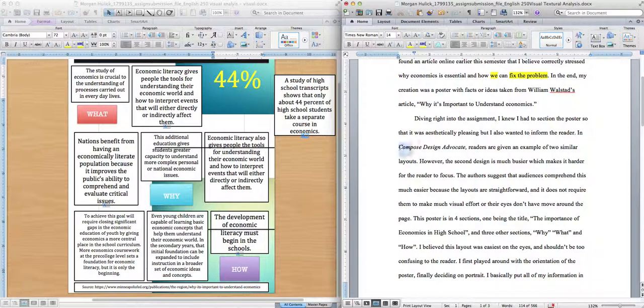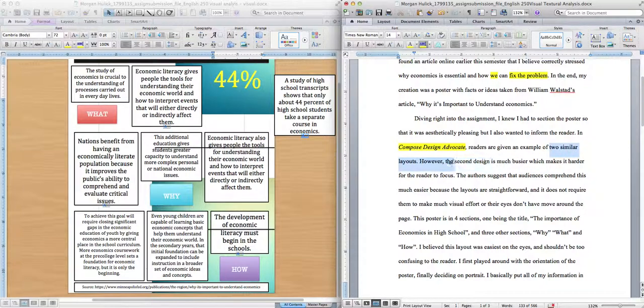In Compose Design Advocate, okay, so I've said this to a lot of people now. Let's not refer to the textbook, but let's refer to the author. So let's just say Wysocki and Lynch give an example of two similar layouts. However, the second is okay. So now, in readers are given an example of two similar layouts.